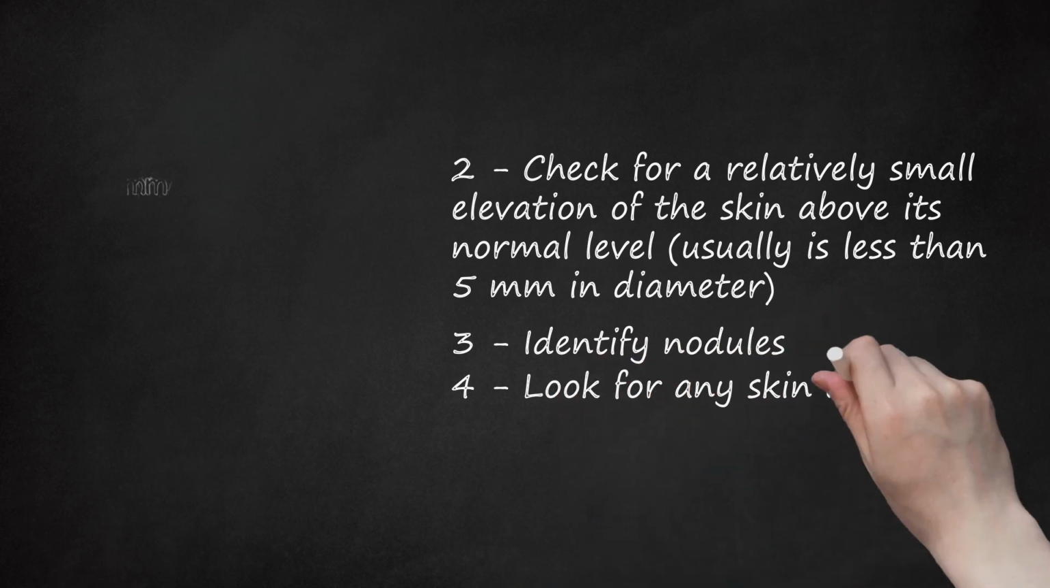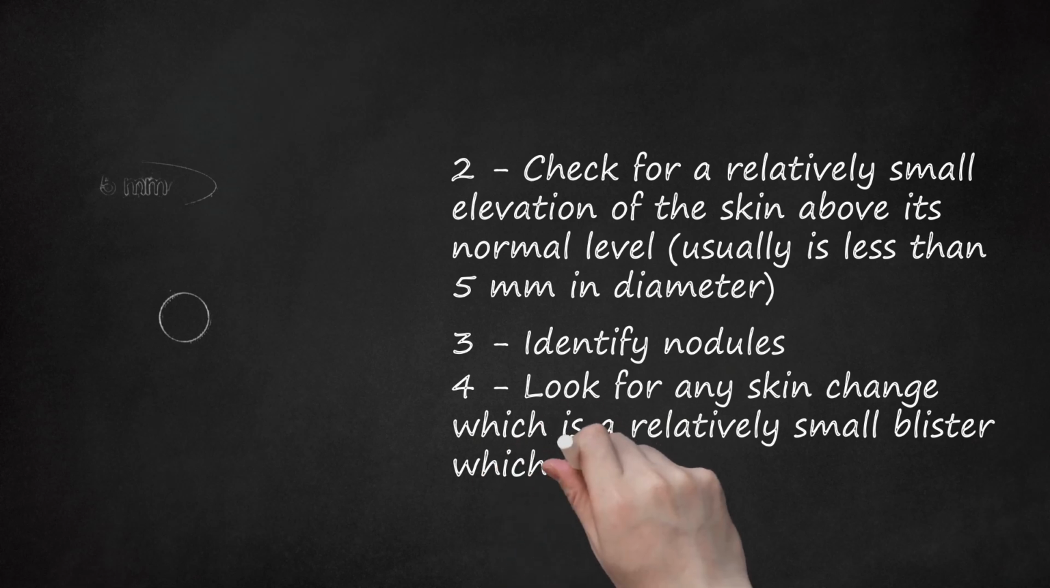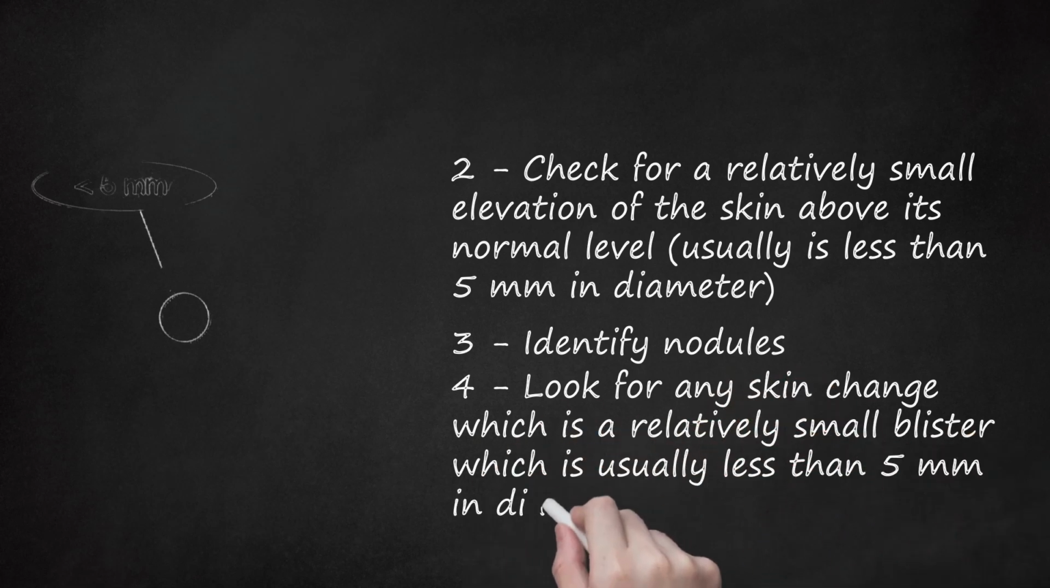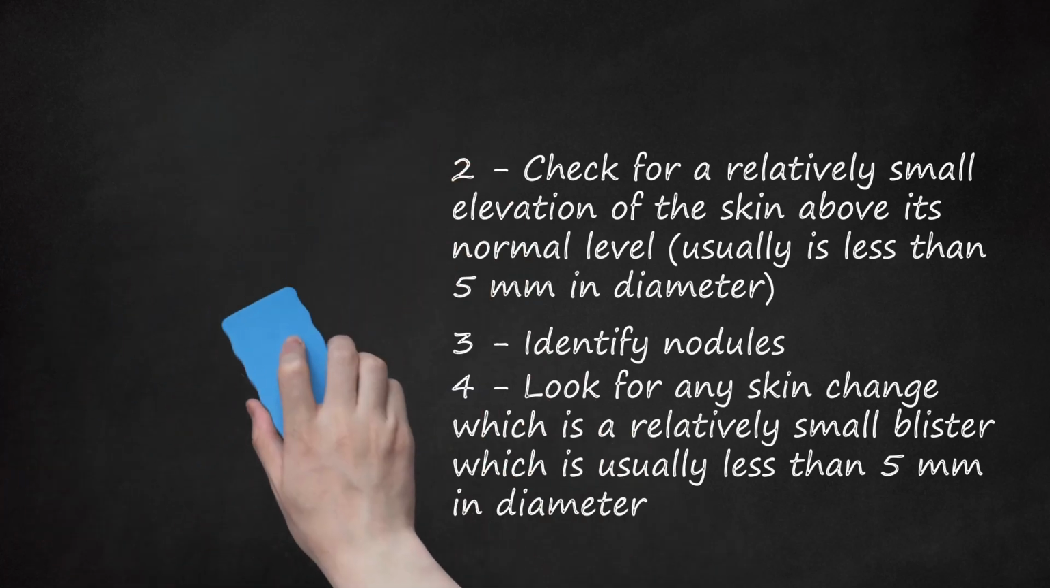4. Look for any skin change which is a relatively small blister, which is usually less than 5 mm in diameter. This is a vesicle. It contains fluid that is accumulated in or below the epidermis. Vesicles can occur in groups such as occurs in dermatitis herpetiformis, which is a subepidermal disease of the skin.